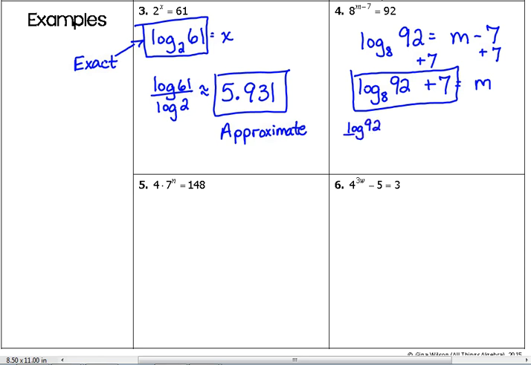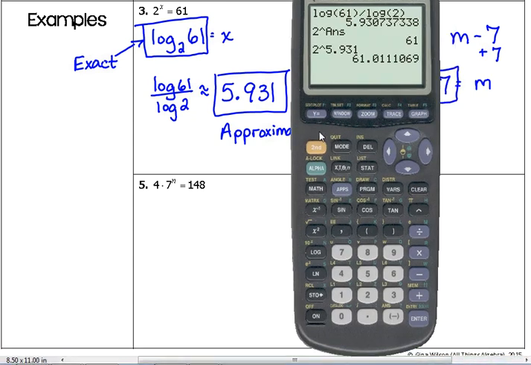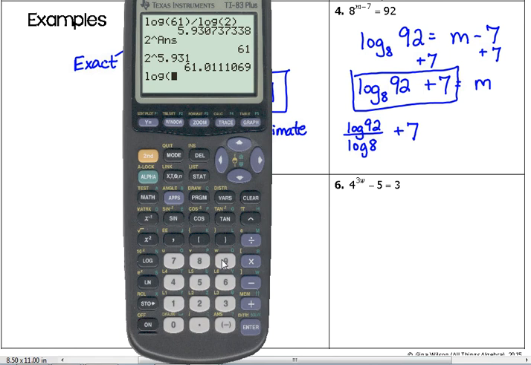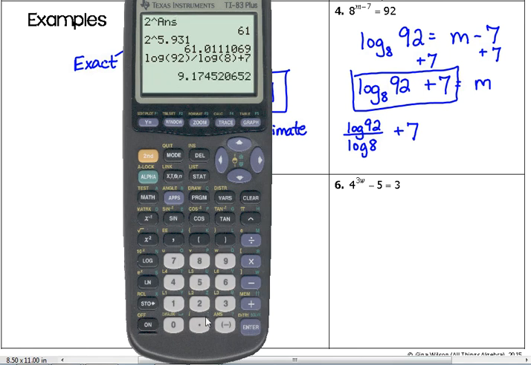To find the approximate answer, use your change of base, log of 92 divided by the log of 8, and we're going to add 7 to the end of that, making sure that we close our parentheses after the 92 and after the 8, and then add 7.